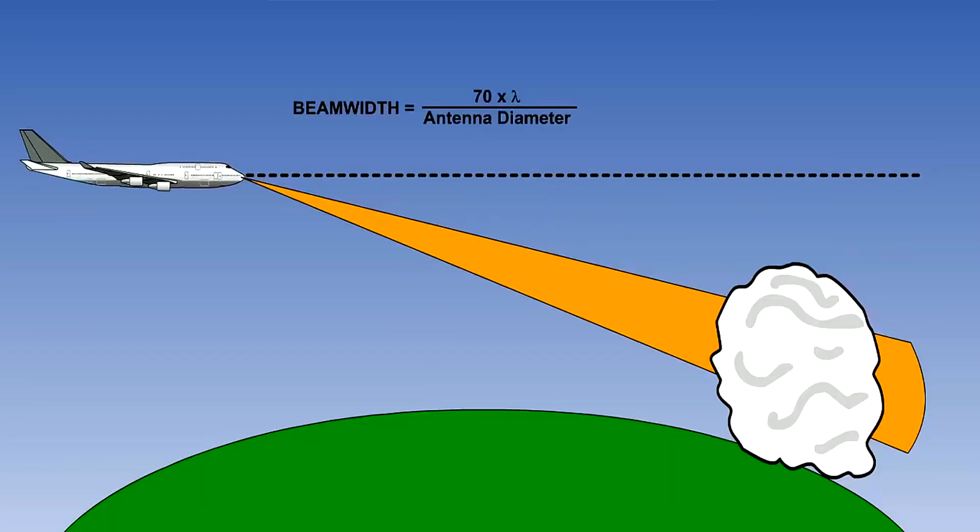The pencil beam has a width of between 3 degrees and 5 degrees, and the exact width can be calculated using the formula: 70 times wavelength divided by the diameter of the antenna. So, given a wavelength of 3 centimeters and an antenna diameter of 45 centimeters, the beam width is 4.7 degrees.